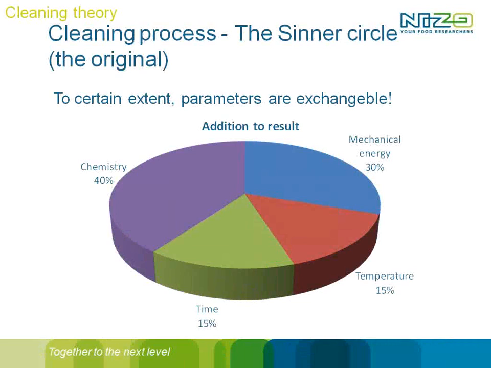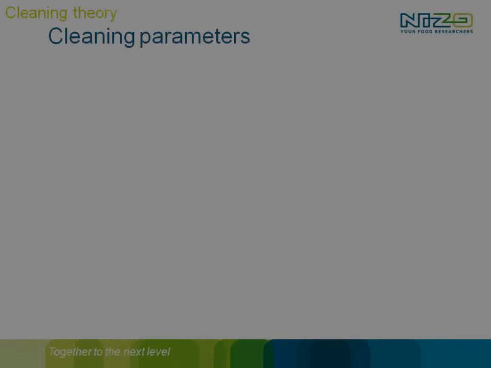Okay, so far about the fouling itself. So once you know who your enemy is, we now come to the cleaning process. And at first, very short, the cleaning theory. You might have seen this picture before. This is the so-called Sinner circle. And you see that 4 parameters in total determine the total effectiveness of your cleaning process. The 2 biggest ones are the chemistry and the mechanical energy, and the 2 minor ones are time and temperature. All 4 I will discuss in the coming slides, and you will see what the influence of different chemicals or different types of mechanical energy is on the total result of your cleaning process.